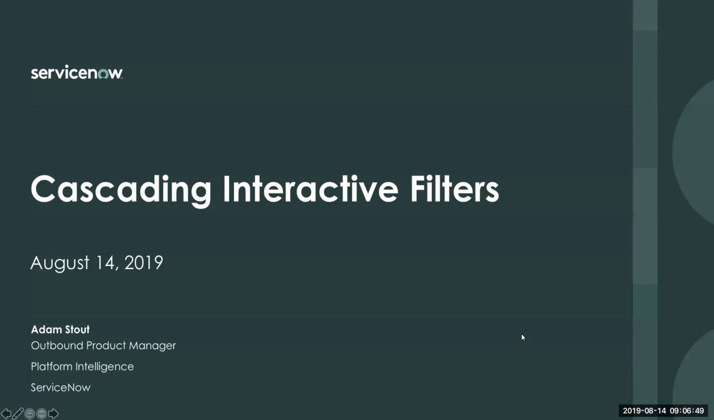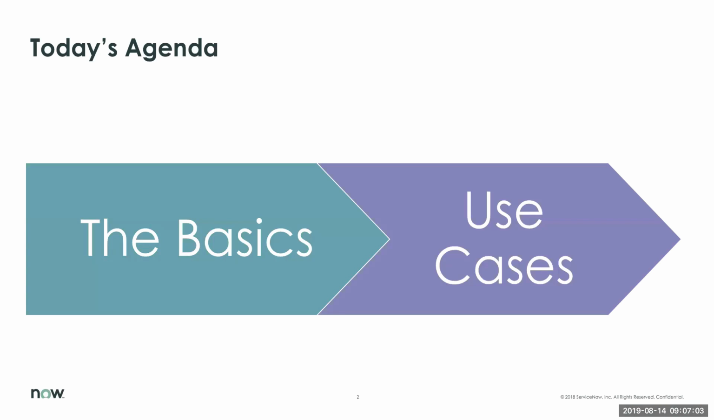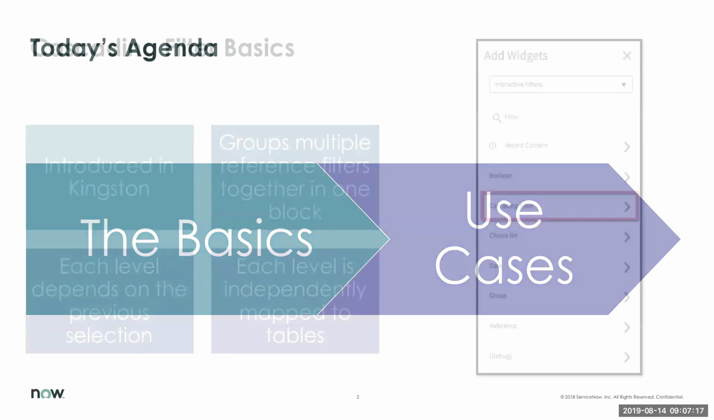So today we're going to talk about cascading interactive filters. And as David said, I'm an enablement evangelist or outbound product manager, depending on the day what our title is. We're going to talk about what cascading interactive filters do and where they fit in. This will be pretty quick, but we want to give you a good overview to make sure that you're using them in the right places. We're going to talk about the basics of cascading interactive filters and then some common use cases, and then we'll get into a little bit of things just to make sure that you're aware of.